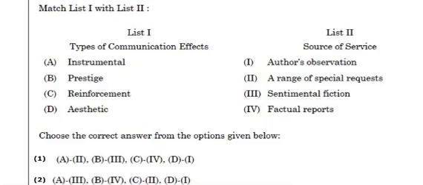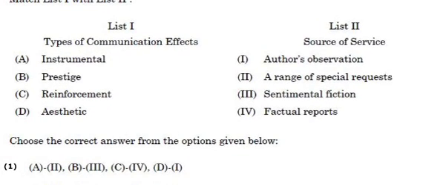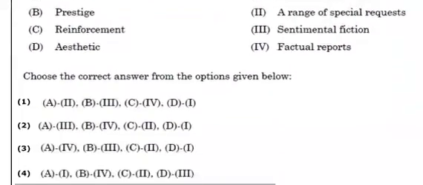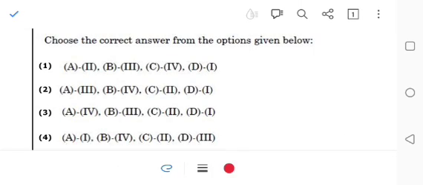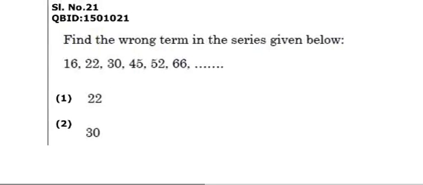Then next number 20, match list 1 with list 2. List 1 has types of communication effect, and list 2 has source of services. In list 1, instrumental, prestige, reinforcement, aesthetic. List 2, author's observation, source of service, a range of special requests, sentimental, fiction, factual reports. Number 20, correct answer will be C. A will be related to 4, B 3, C 2, D 1. Done. 20 done.